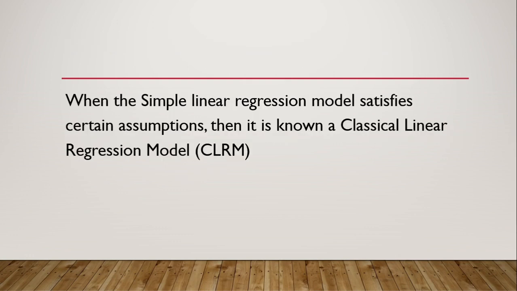When the simple linear regression model satisfies certain assumptions, it is known as the classical linear regression model. So, when a simple linear regression model satisfies certain assumptions, that model is known as a classical linear regression model, CLRM. Now let us examine what are the important assumptions of the classical linear regression model.